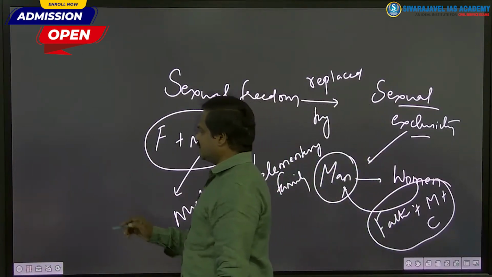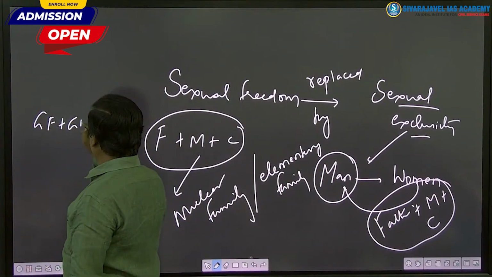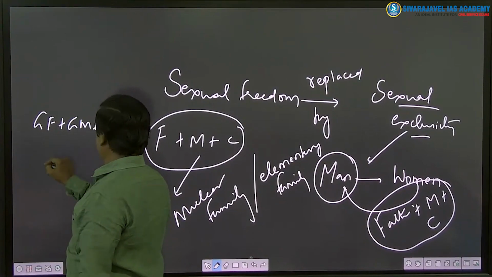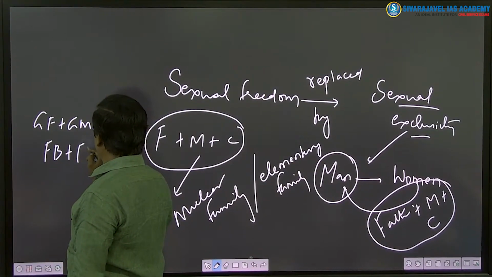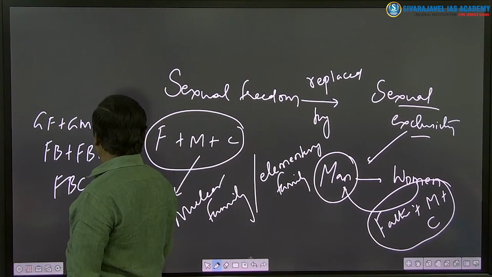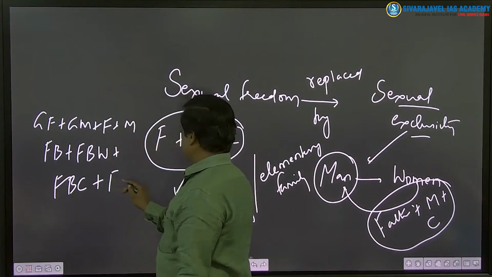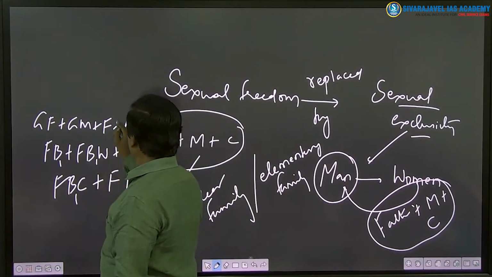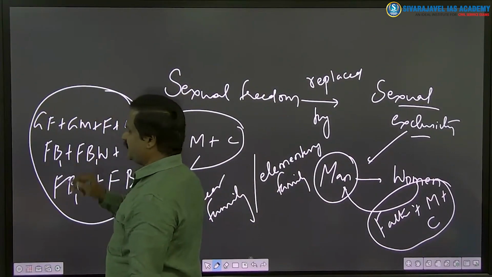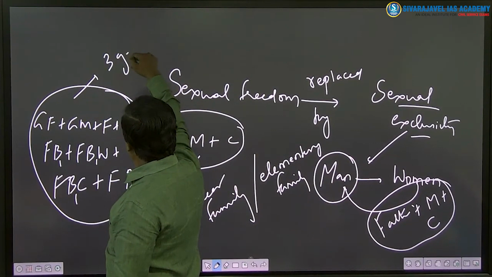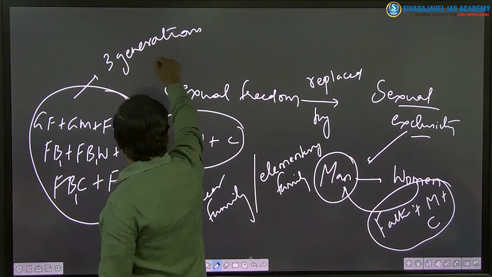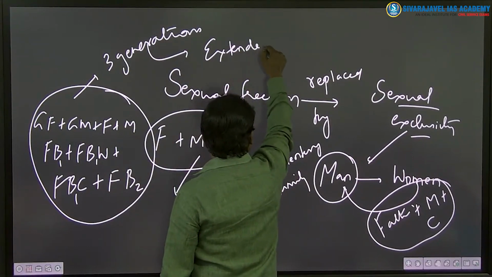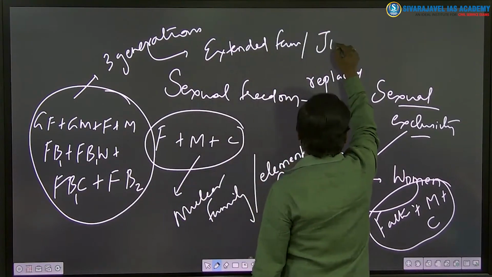Now, if there is a family which consists of grandfather, grandmother, father, mother, father's brother, father's brother's wife, father's brother's children, and like that, if it has many people in the family, with a minimum of 3 generations, it is called an extended family or joint family.